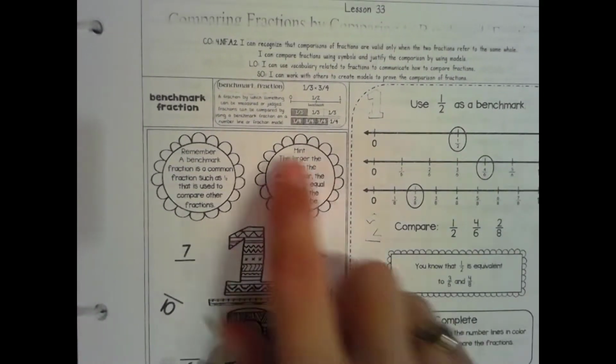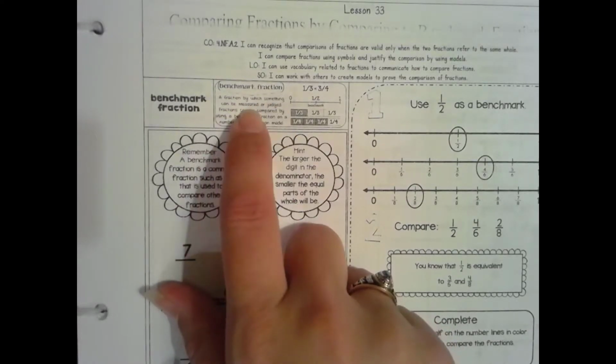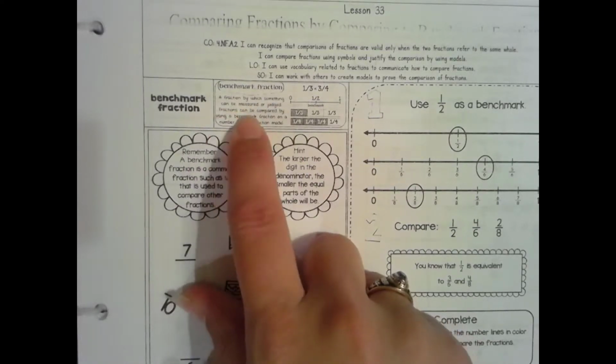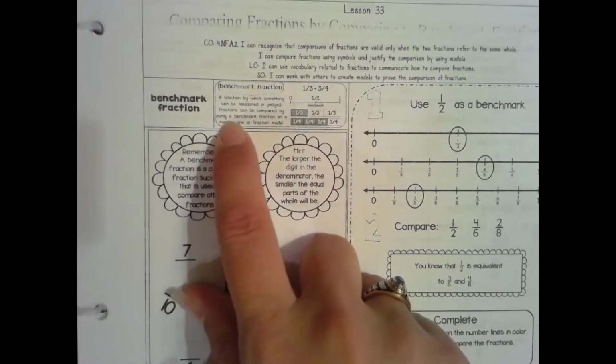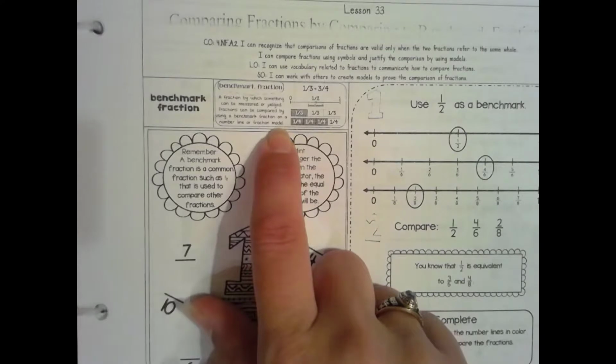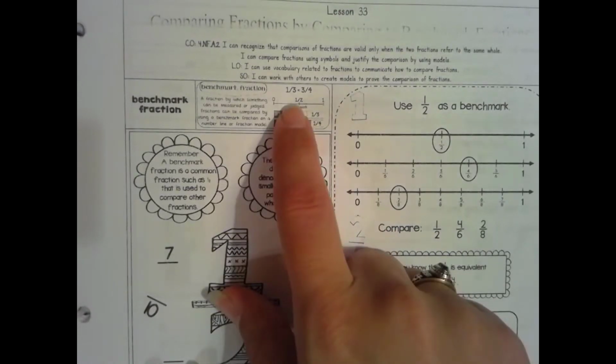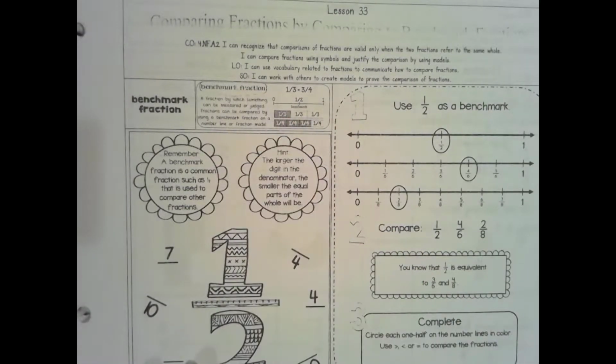So we're looking at benchmark fractions. Well, what are benchmark fractions? A fraction by which something can be measured or judged. Fractions can be compared by using a benchmark fraction on a number line or fraction model. So if you know things like 1/3, 1/2, 1/4, if you're able to visualize those, those are ones you want to use. So ones like 1/2, 1/3, 1/4 are good ones.